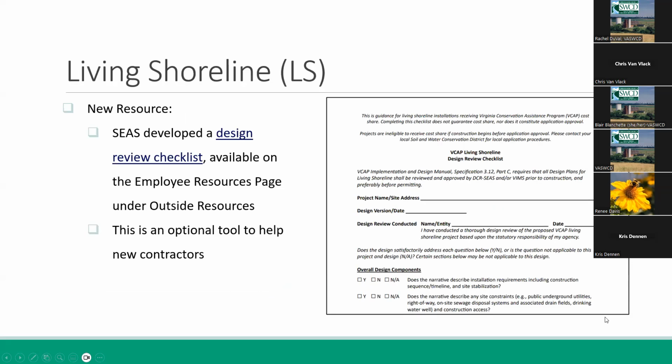Very kindly, CBs developed a design review checklist that is available as well, under outside resources. So this is a pretty hefty document that includes the components that CBs is looking for when they are conducting a design review. So if we have contractors that are struggling to determine all of the things that they need in that design, maybe this is going to help them get there a little more quickly. Using this design review checklist does not guarantee approval by the steering committee. We still need a design review by CBs or VIMS, but this is just a helpful resource.